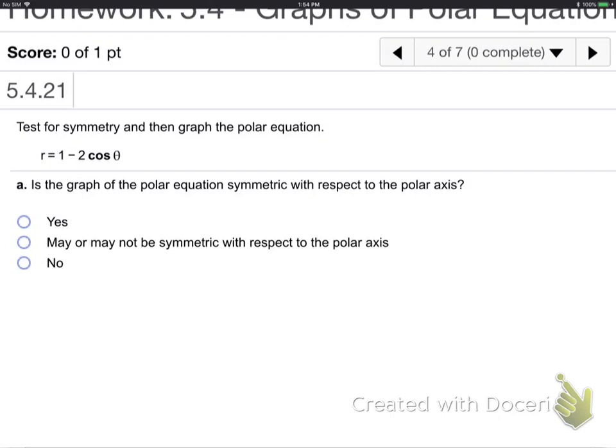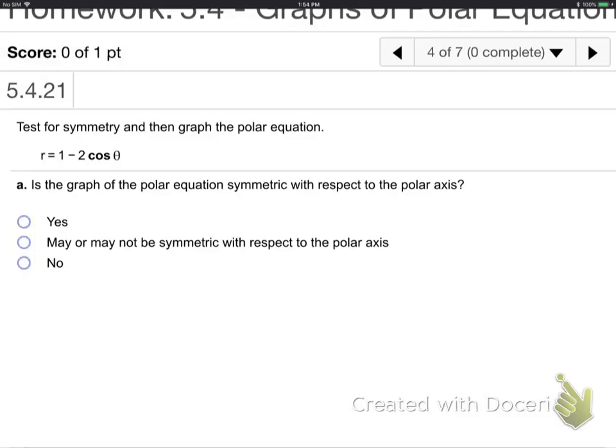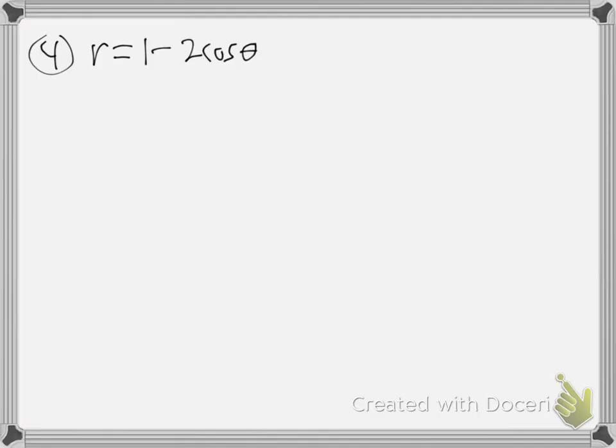I'll just put it on the first screen. r equals 1 minus 2 cos theta, yeah. All right, so try that out. The 3 tests. Let me let you go ahead and do it. So on your own paper there, do those 3 tests. Find out yes, no, maybe so. Well, it's not going to be no. It's either yes or maybe for each of those 3.